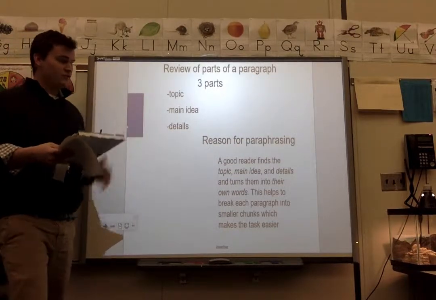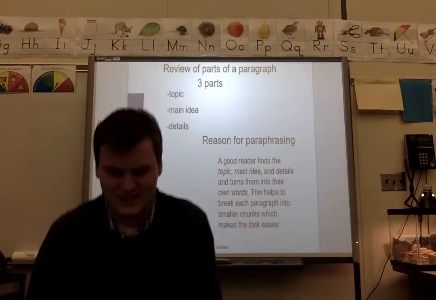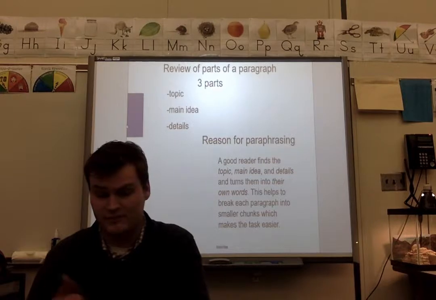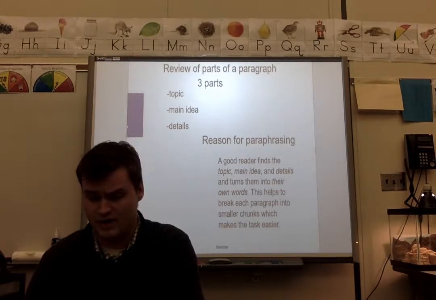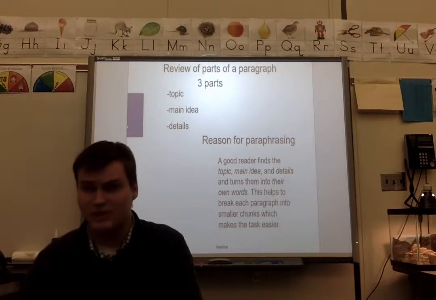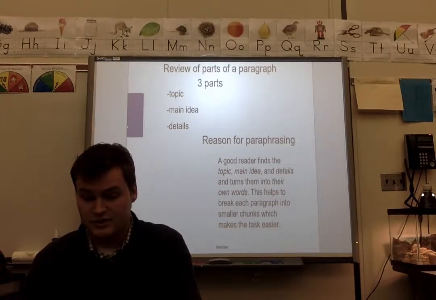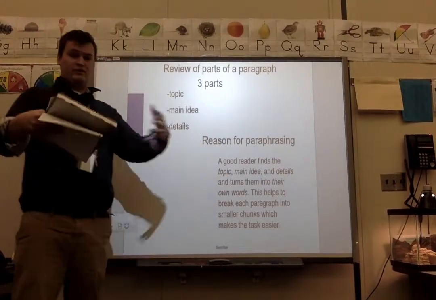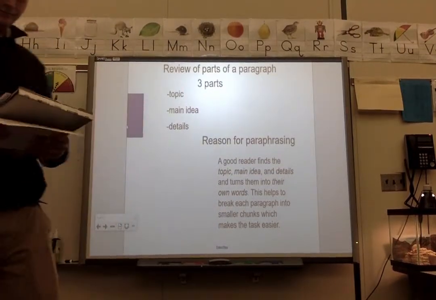We also have to have a reason, okay? What's our reason? Our reason is that when we become a good reader, we need to find topics, main ideas, and details in the paragraph. And we're going to have to turn those into our own words. Then we're going to move into doing the same thing with the next paragraph. We're going to break down long passages and turn them into smaller chunks. And once we have those smaller chunks, it's going to make it much easier for us to understand. So we're going to use our topics, main ideas, and details to make our paragraphs into smaller chunks. Okay?